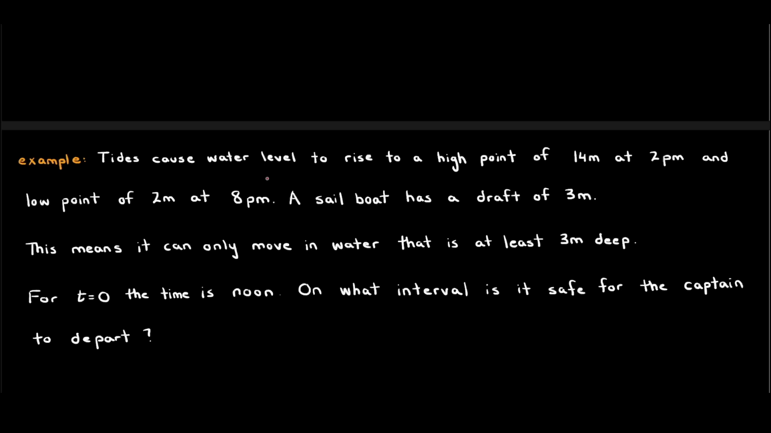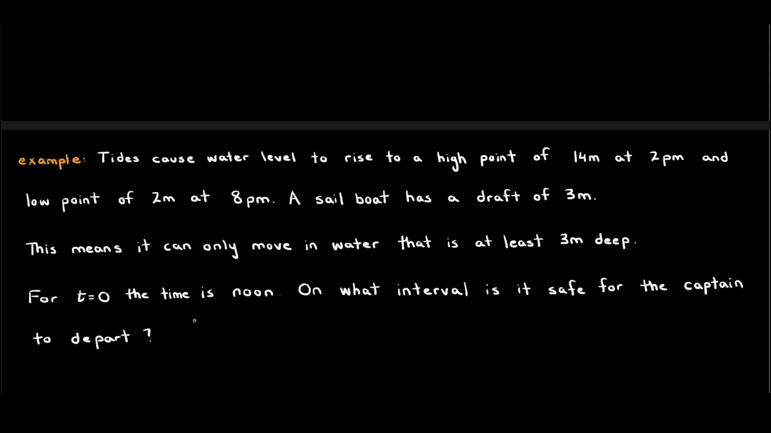Tides cause water levels to rise to a high point of 14 meters at 2 p.m. and a low point of 2 meters at 8 p.m. A sailboat has a draft of 3 meters. What does that mean? That means that it can only move in water that is at least 3 meters deep. Okay? For time t equals 0, the time is noon or 12 p.m. On what interval is it safe for the captain of the sailboat to depart?